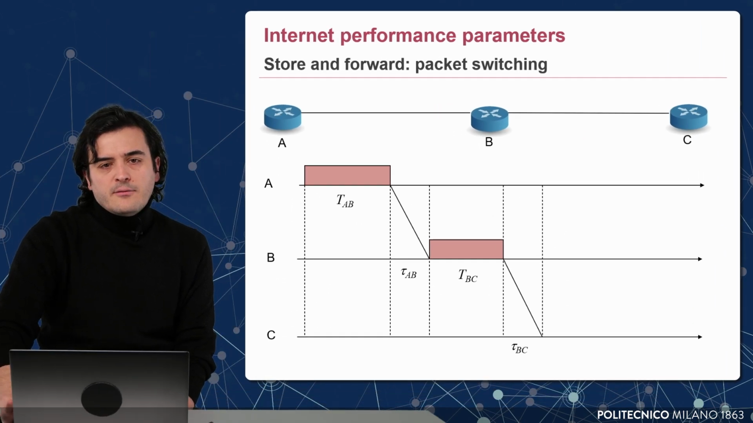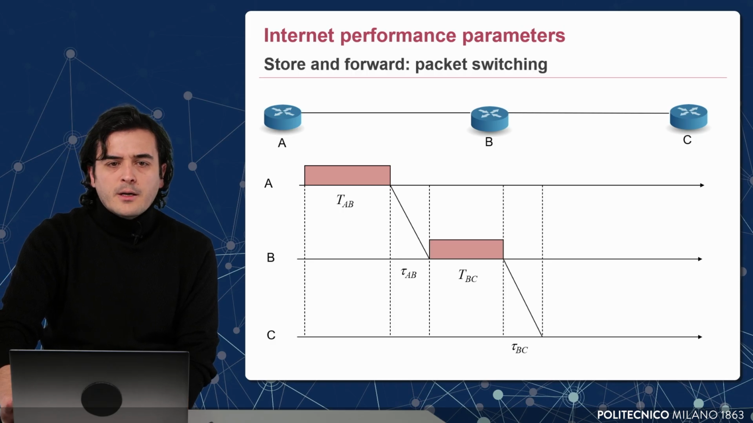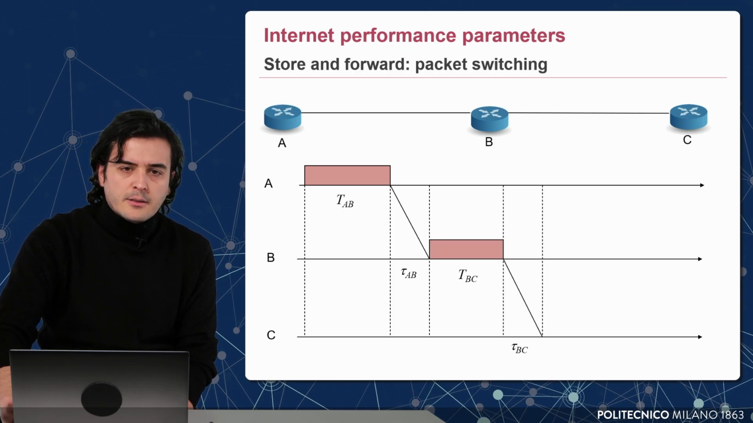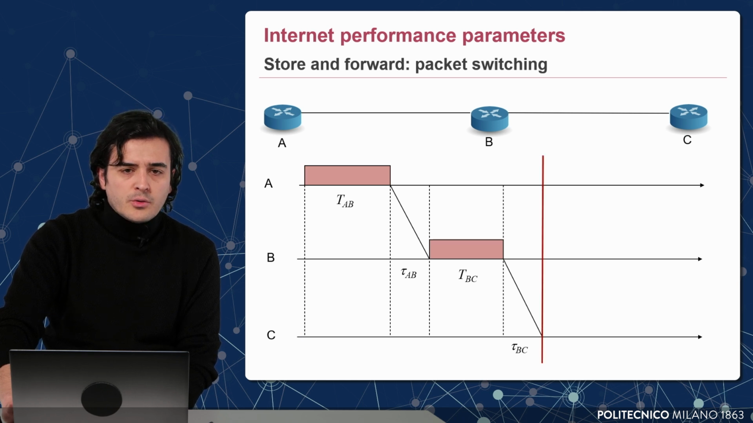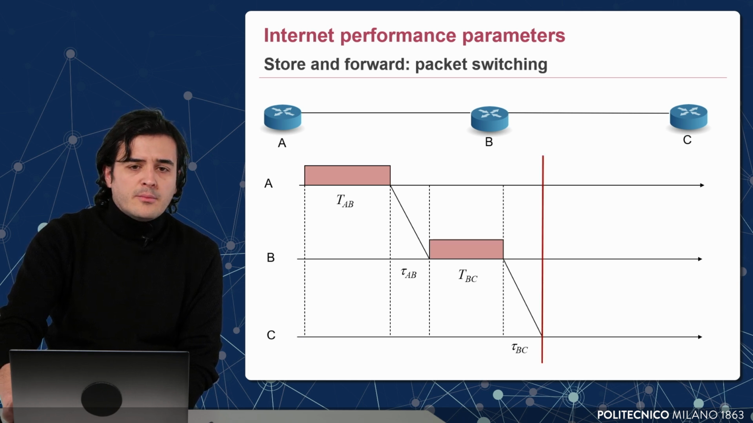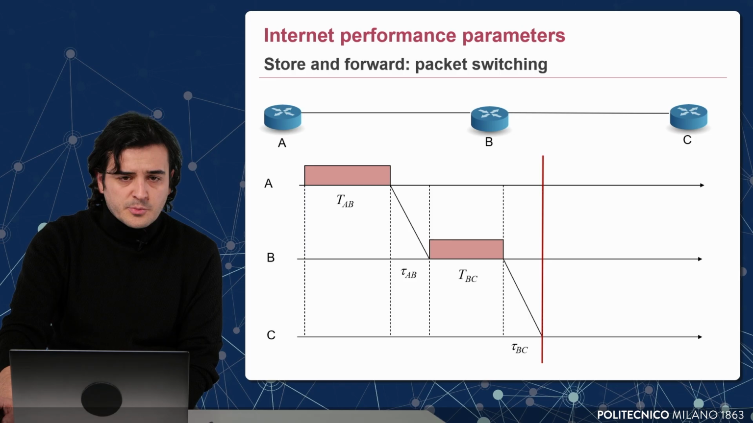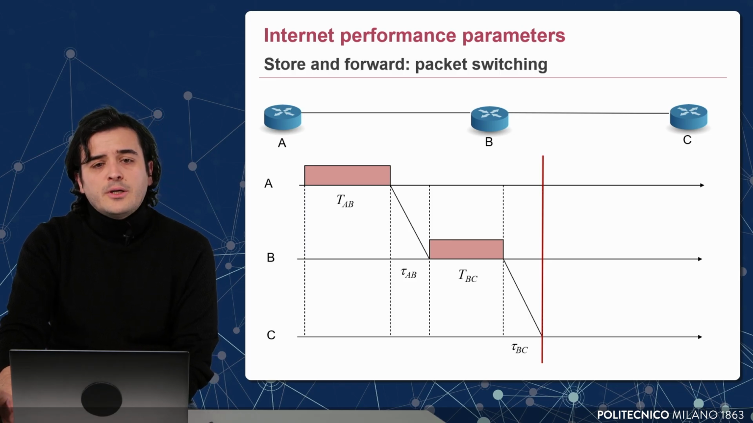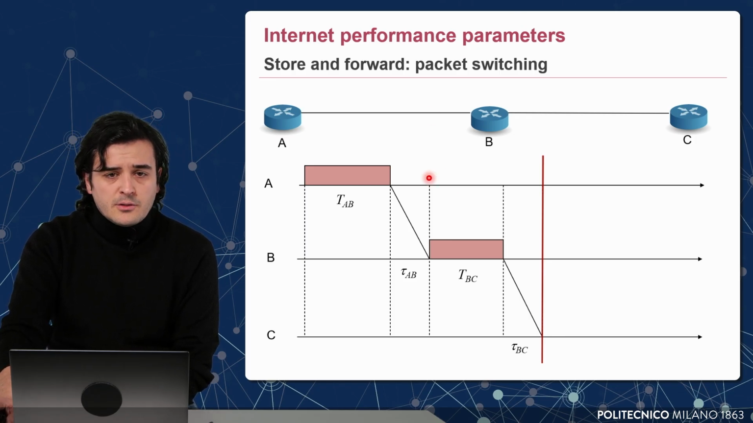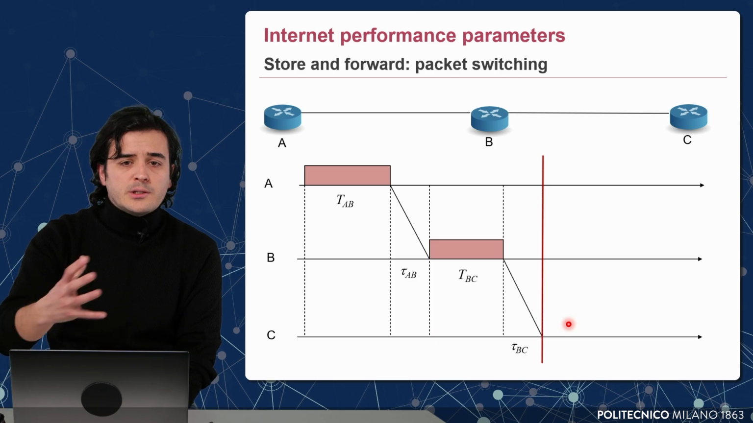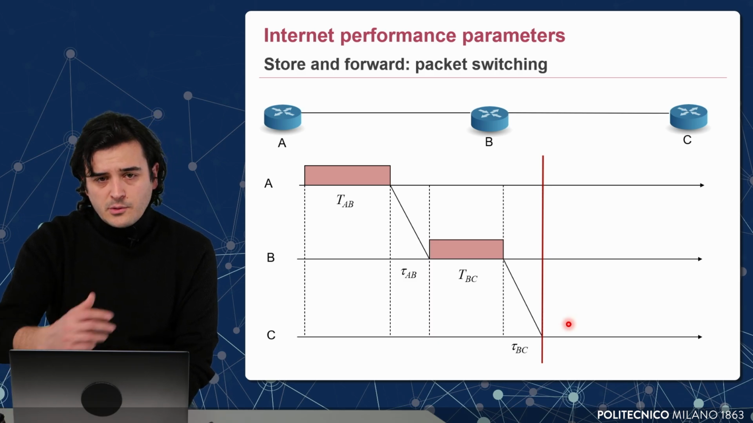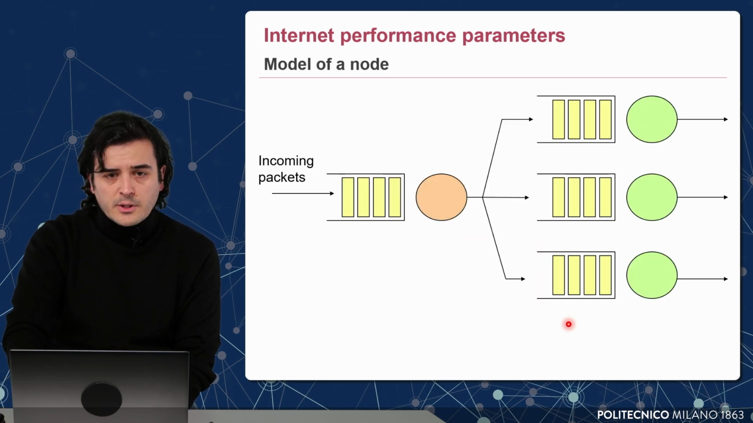Then we have another example, again connecting routers A, B, and C. In this case, we notice that the time that it takes to transmit this information might vary. And to understand why this example provides, let's say, a shorter time compared to the previous one, we need to go and understand a bit better what happens also inside a network node.